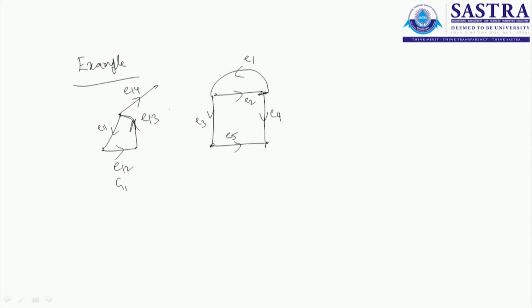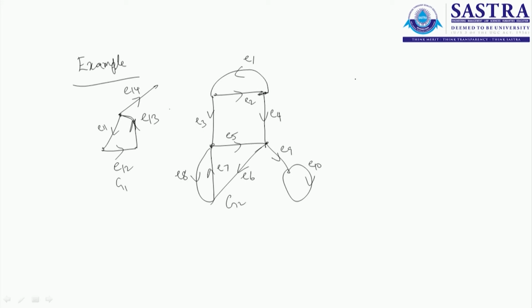okay, E10, E9, E7, E8, E6. This would be G2. Okay, this would be your G2.